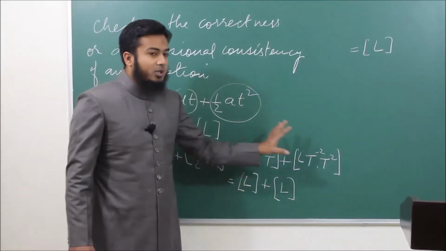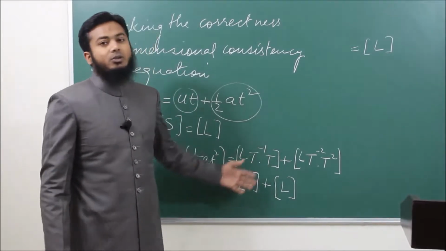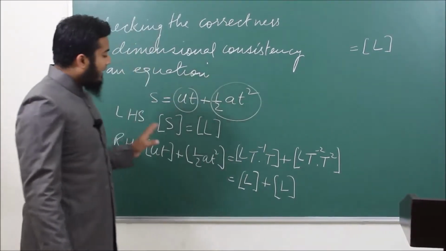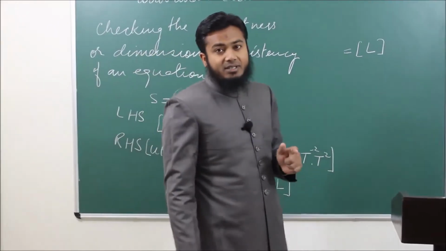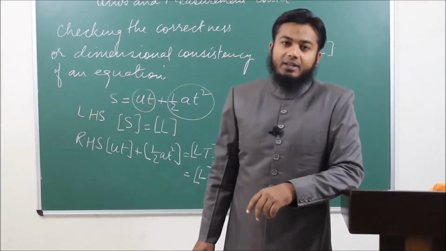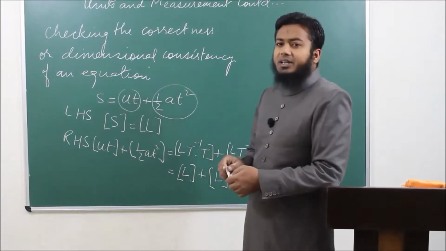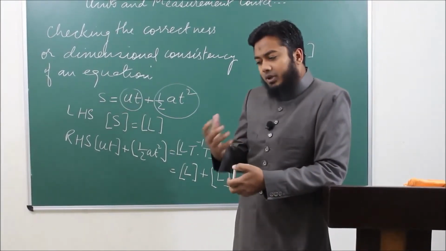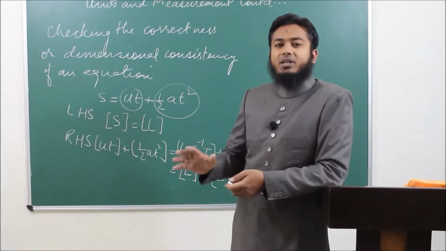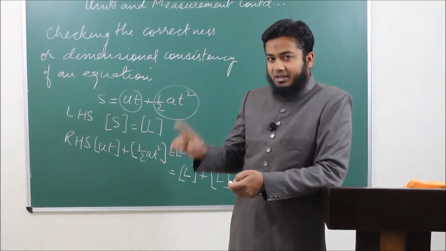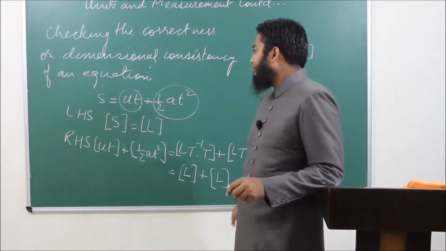One part has length, the other part has LT, so it is a different quantity, and different quantities we cannot add. That means this formula will become dimensionally inconsistent. So if a formula is dimensionally inconsistent, then surely we can say that it is incorrect. This is actually incorrect. So checking the correctness will allow us to check the dimensional consistency, and if a formula is dimensionally inconsistent, it is going to be actually incorrect.